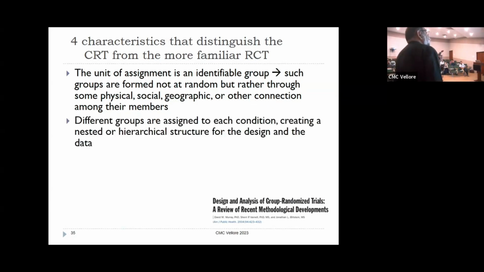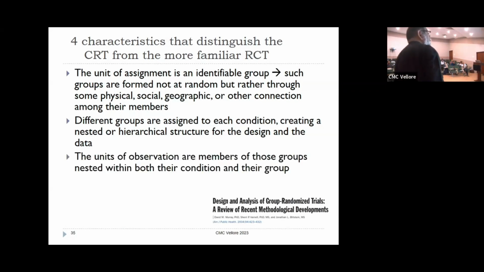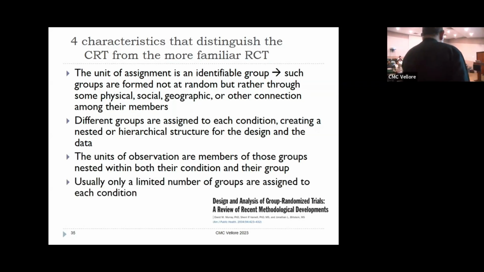Okay? Different groups are assigned to it, and you're creating a nested or hierarchical structure for the design, meaning that the data of all the children in the same school are nested within that school, or all the kids that are advised by this physician are nested within that physician, or all the women that work in a factory work in that same factory. They don't work in multiple factories, then it doesn't work, for example. The units of observation now are members of that group, nested within the condition and the group. And so this is the problem.